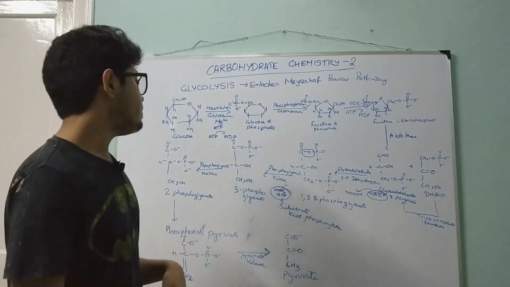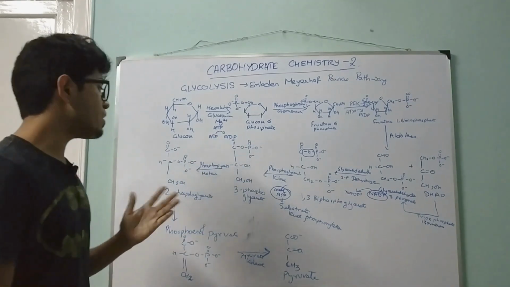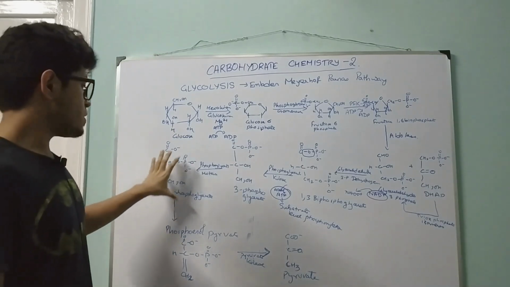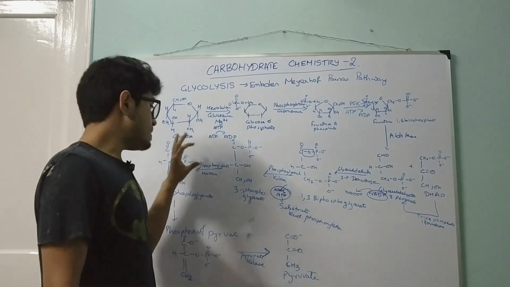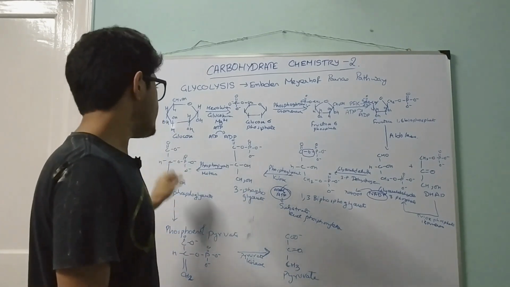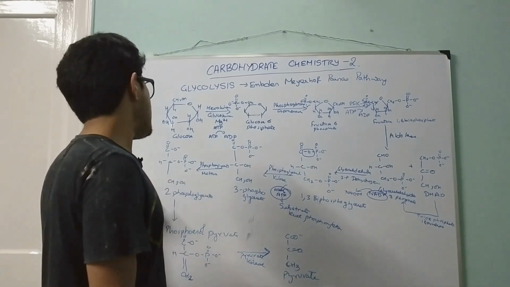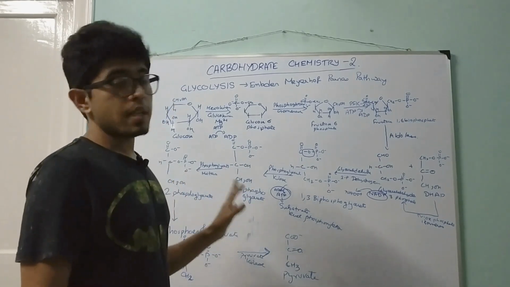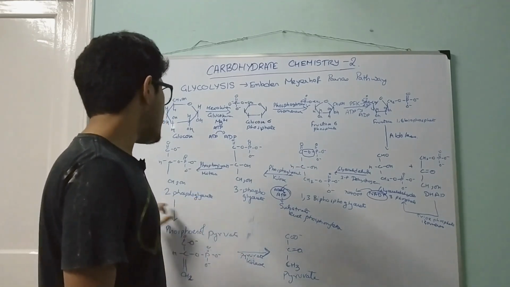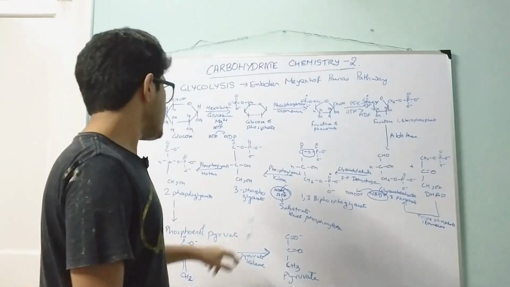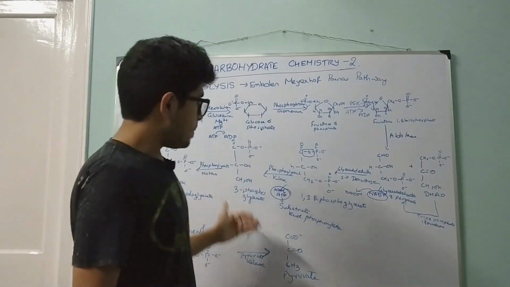Subsequently we proceed further. Now this 3-phosphoglycerate is acted upon by phosphoglycerate mutase to form 2-phosphoglycerate and then subsequently phosphoenol pyruvate. This reaction is very important because this 2-phosphoglycerate molecule has a very low phosphoryl group transfer potential, so it needs to get converted to phosphoenol pyruvate, which has a higher phosphoryl group transfer potential. So once this phosphoenol pyruvate is formed, it gets converted to pyruvate.